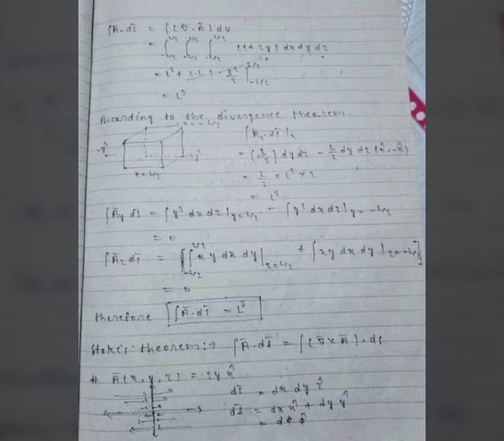Third term, Az ds gives me x y dx dy, from minus L by 2 to L by 2 at z equals L by 2, plus a similar term at z equals minus L by 2. But you see these integrals, the x and y integrals, are odd, and the integral is being performed from minus L by 2 to plus L by 2, so they contribute 0. So you can see immediately that the integral of A dot ds is indeed L cubed, and that confirms the divergence theorem.